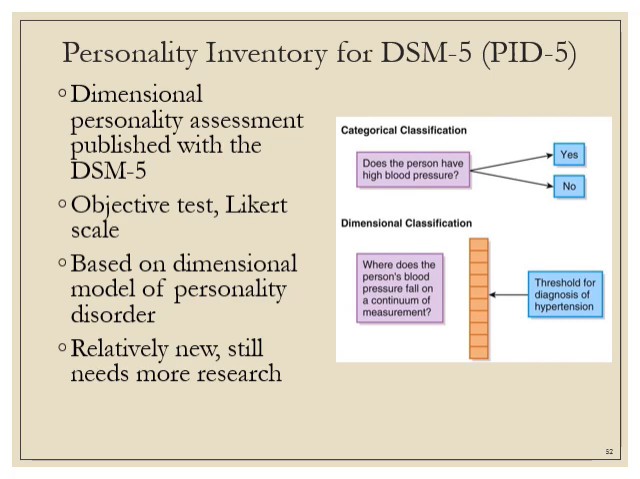And then there's this newer way, the dimensional classification system, which is based off of this personality inventory, the PID-5, where somebody has different levels of different personality facets, different personality domains. So the PID-5 is an objective test based on a Likert scale, again based on this dimensional model of personality disorder, and it's still relatively new. It needs more research, and that's how the people who developed the DSM-5 have presented it: as a measure that can be used, but we don't know exactly how to use it yet in all situations.